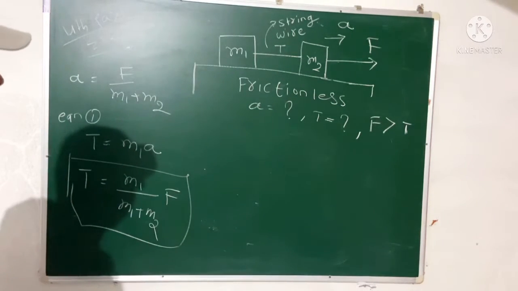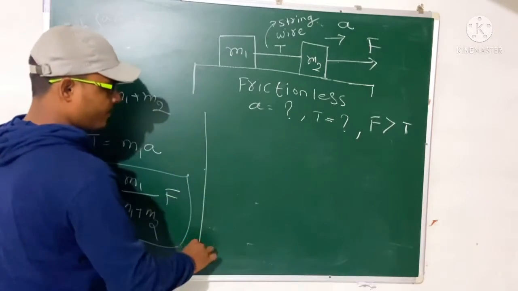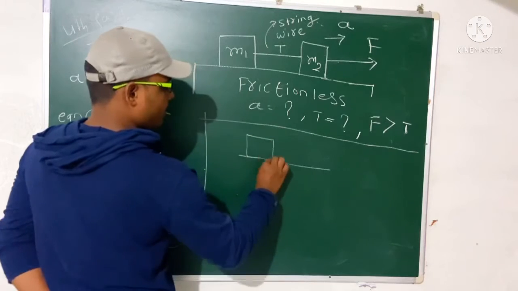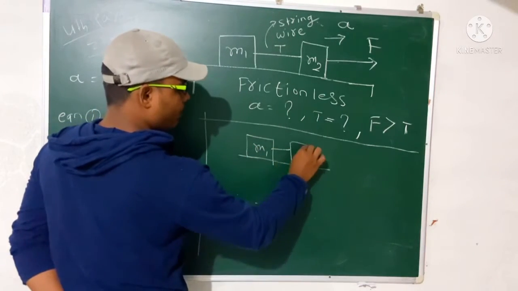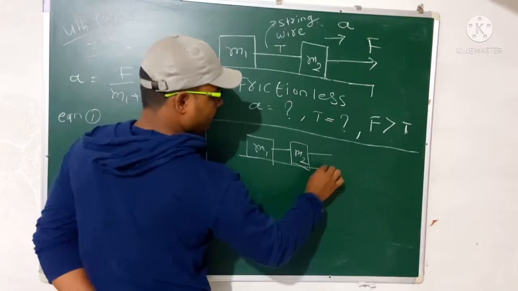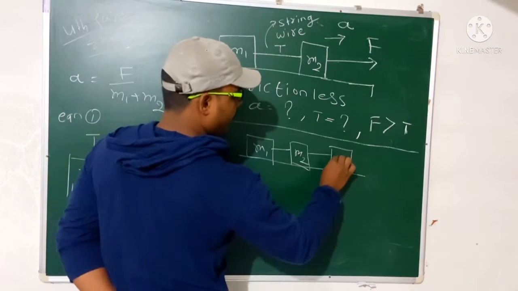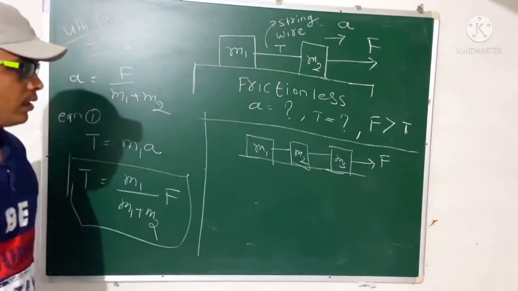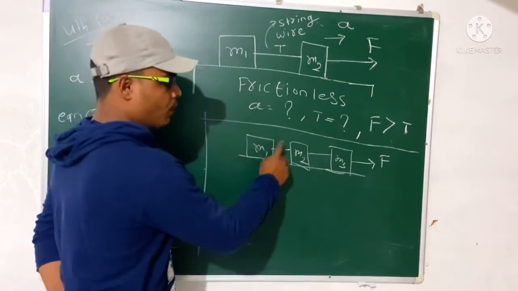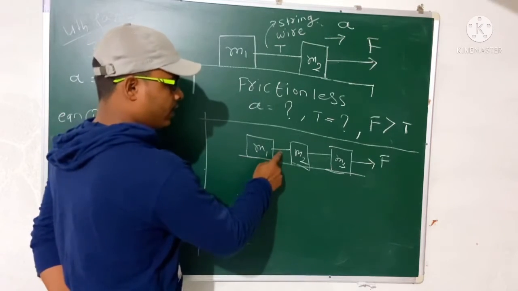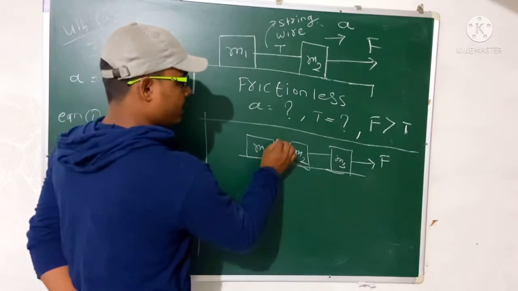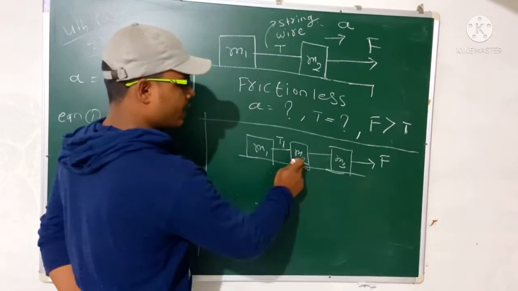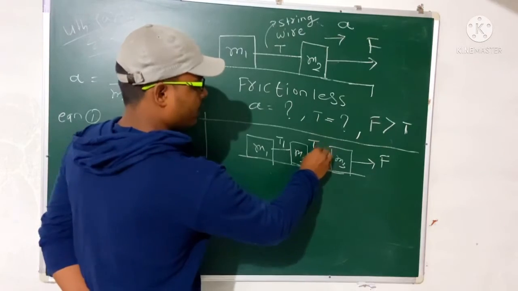So okay, now we will consider what is happening if there are three objects. What will happen? This is M1 and this is pulled by M2, again this is pulled by M3. Remember, this string is connected to M1 and M2, right? So what is the tension? T1. And this string is connected to M2 and M3. So the tension is T2.